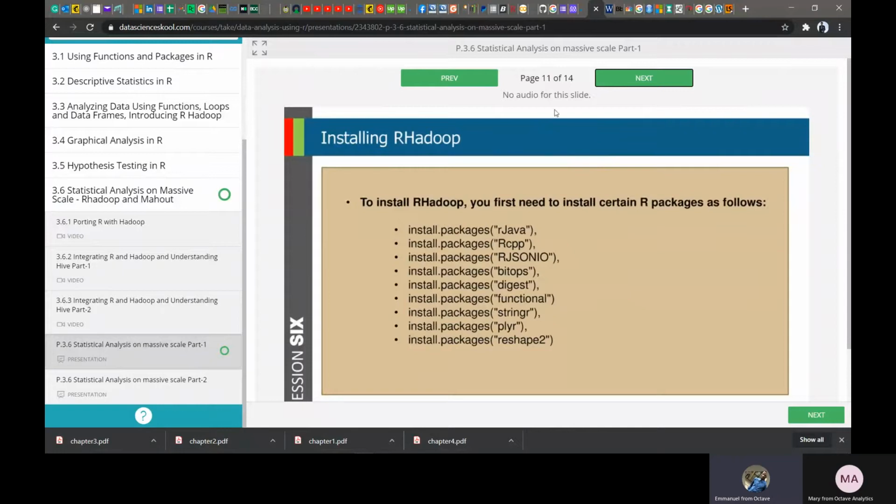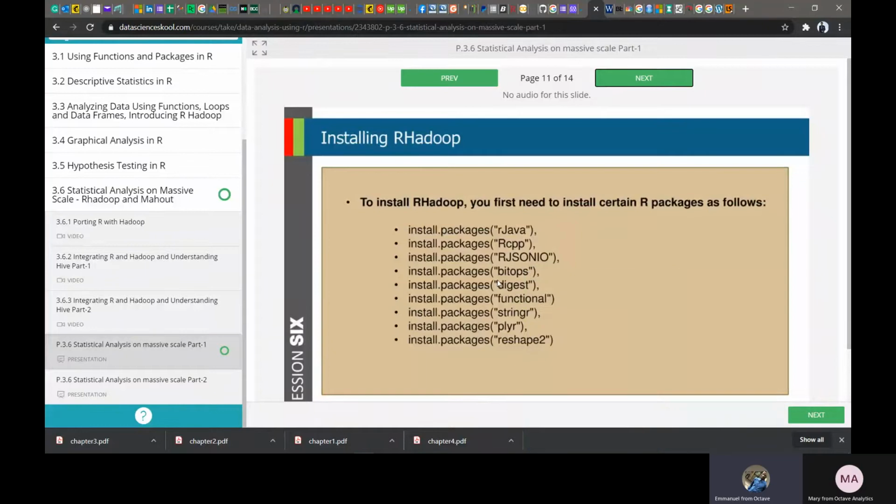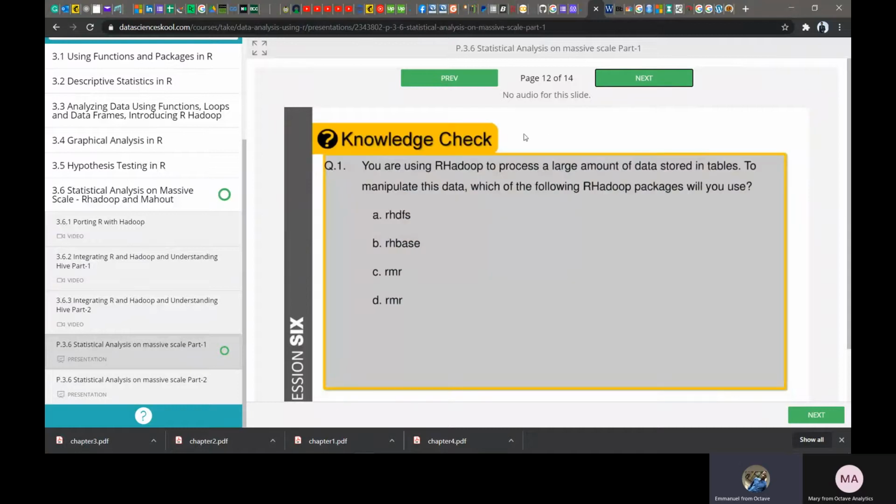To install RHadoop, you need to install some R packages: rJava, Rcpp, RJSONIO, and all of that. I think we have 9 of them here. These packages are required for you to install first before you can use RHadoop. Moving forward: you are using RHadoop to process a large amount of data stored in tables. To manipulate this data, which of the following RHadoop packages will you use? Since you want to process tables, then you are going to use the rhbase package.